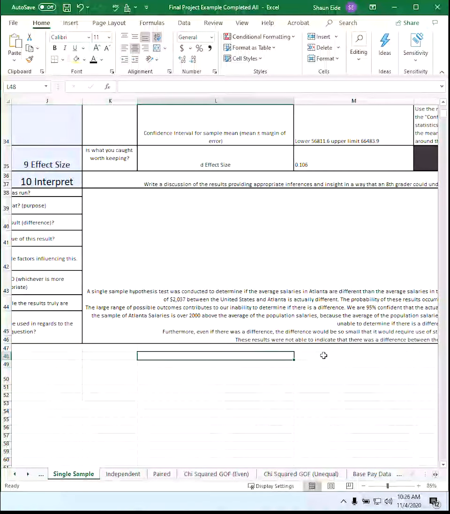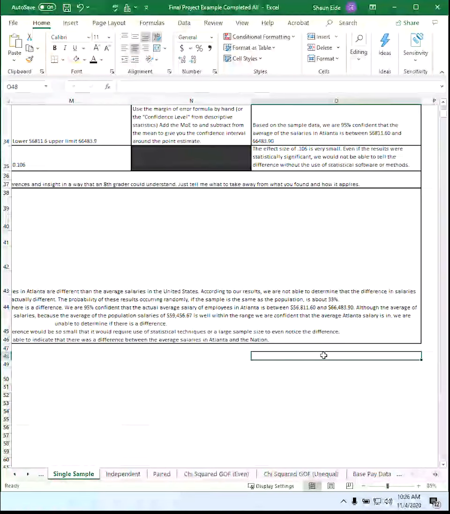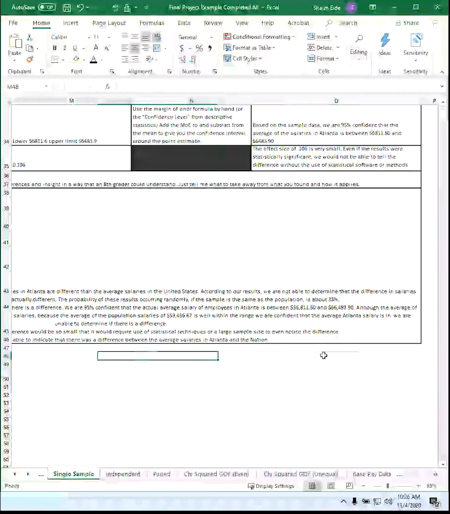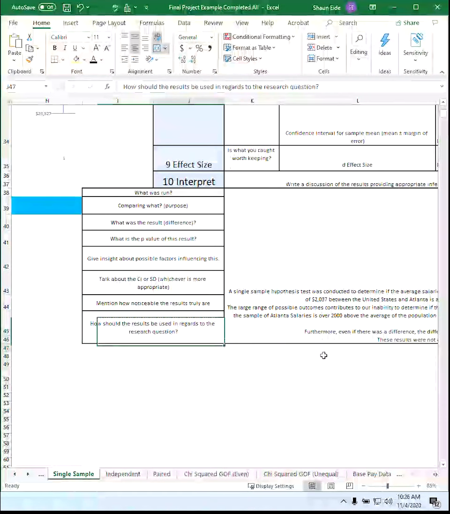The large range of possible outcomes contributes to our inability to determine if there's a difference. We are 95% confident that the actual average salaries of employees in Atlanta is between $56,811.60 and $66,483.90. So right there, I've got the confidence interval. Notice right here it says talk about the confidence interval or standard deviation, whichever one's more important. Then mention how noticeable the results truly are, so in other words, the effect size, and then how should these results be used in regard to the research question.